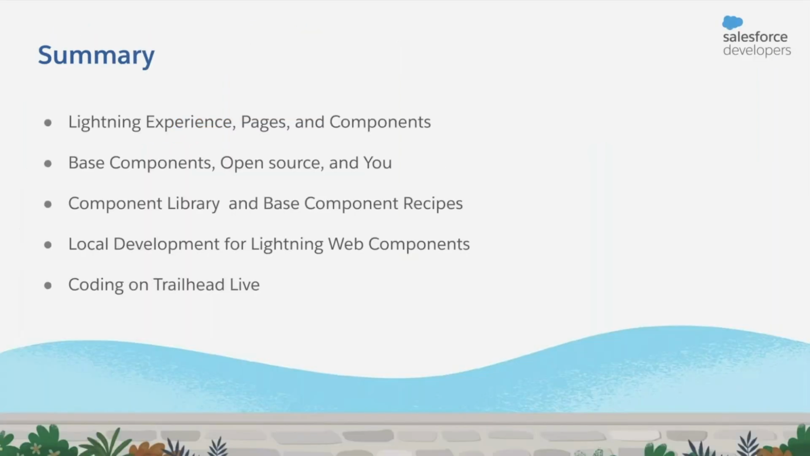With that said, what I talked about so far is how a Lightning experience is built using Lightning pages, and how the pages are created using experience components, and how you can use components to build these experience components. We talked about base components. We saw the recipes app for the base components, and then we saw how the component library can be useful for you to refer to and use those components. And then we saw how local development is going to help developers build components rapidly. That is rapid application development.